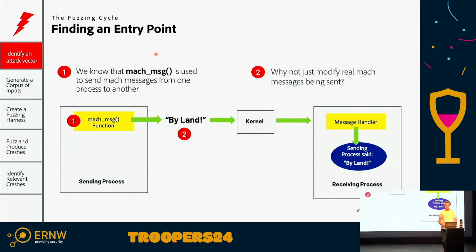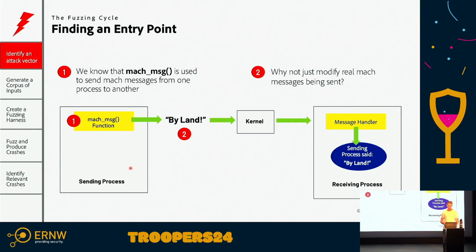OK, so now we have a small grouping of processes we want to look at. Now we need to find an entry point. An entry point is how we actually send our input through an attack vector to the target. As we talked about, we know that Mach message is used to send Mach messages from one process to another. And we see that going on here.